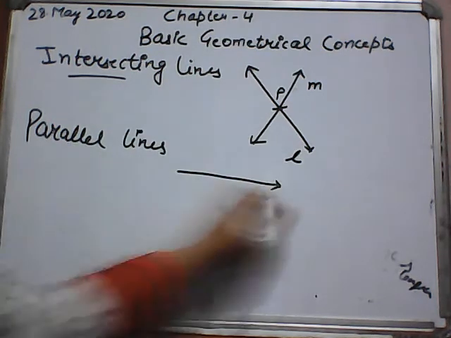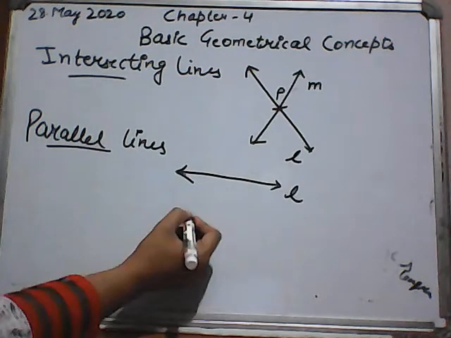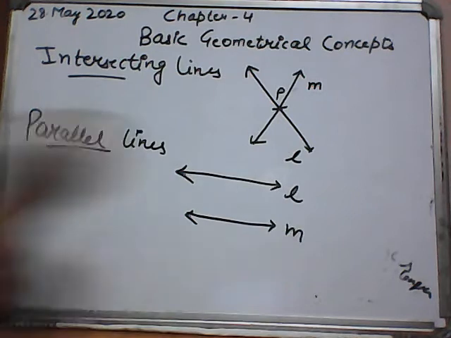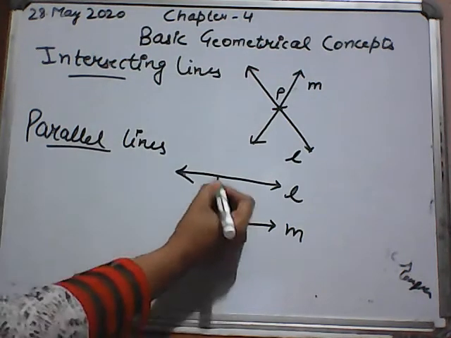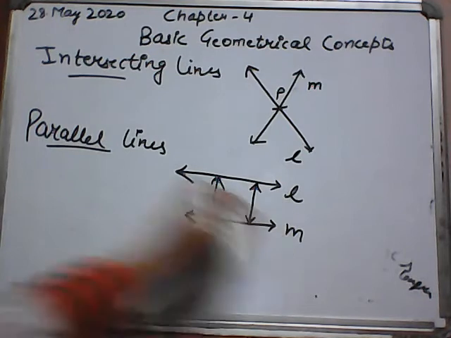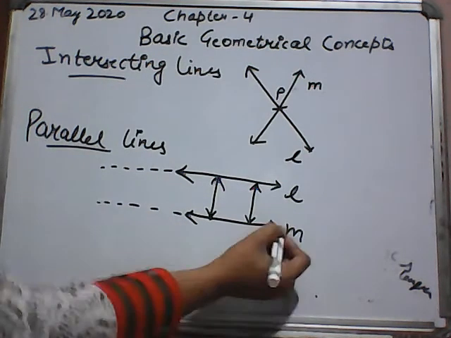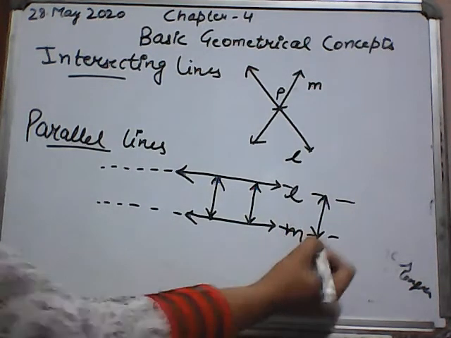If I draw here parallel line L, with arrowheads on both sides, and parallel line M. If two lines do not have any common point, then these lines are known as parallel lines. The length of these two lines should be the same. Lines can be extended in both directions, but the length of these two lines should be the same.